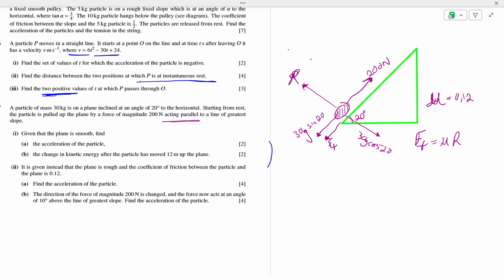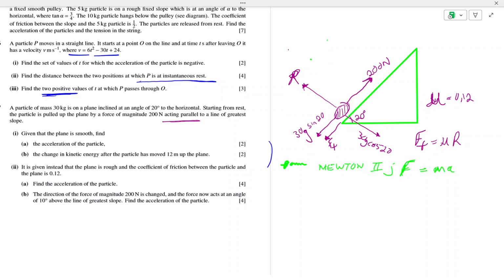So I'm going to use Newton 2 again. Newton 2 is our friend in most of these questions, really. From Newton 2, which is Newton's second law of motion, which is F equals ma, right?